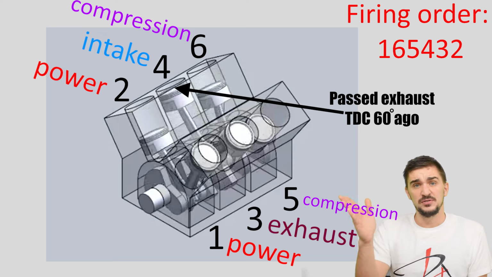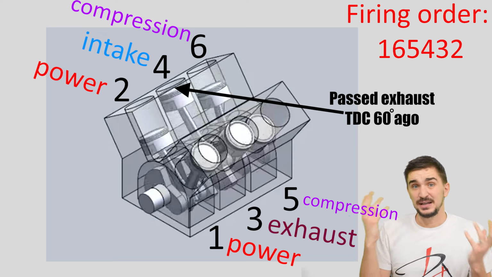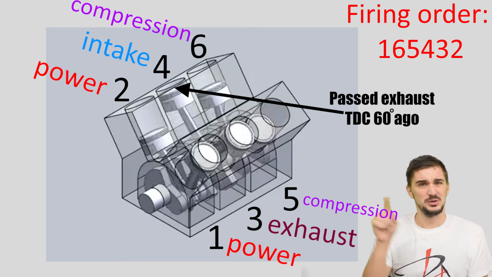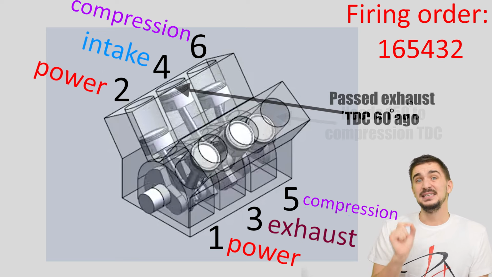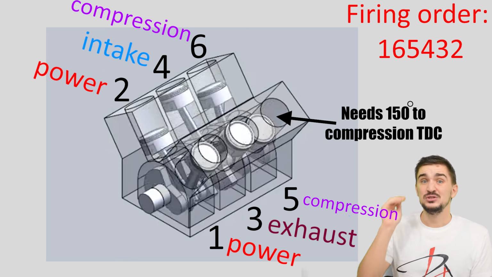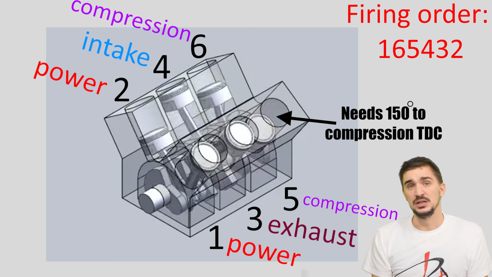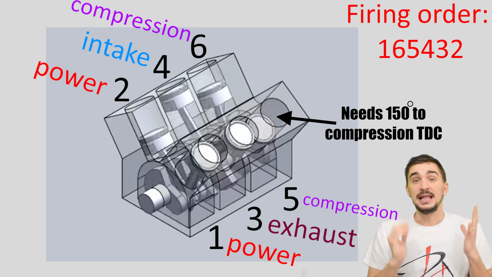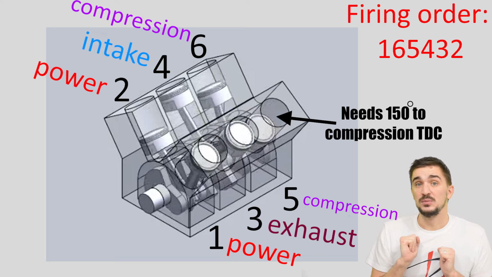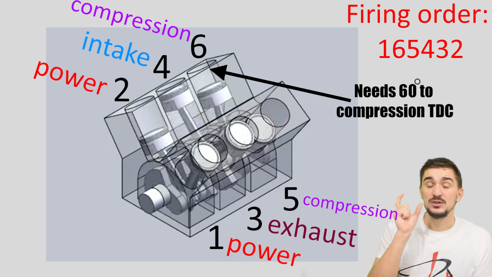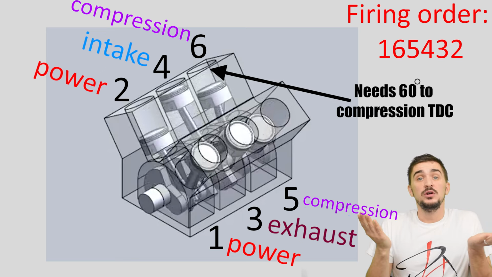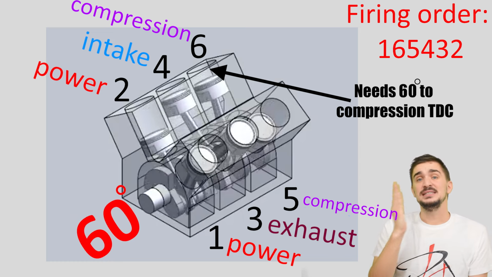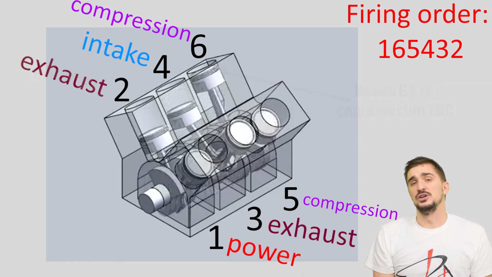Let's try cylinder number 5. That is in compression, right? We might be able to fire that, but well, obviously we can't fire that. It's very low down in the bore, as we can see, and it needs another 150 degrees to reach TDC of compression. What about cylinder number 6? Well, that is pretty close to TDC of compression, but it needs another 60 degrees to reach TDC of compression. So what do we do? Well, we're forced to rotate another 60 degrees to fire cylinder number 6.